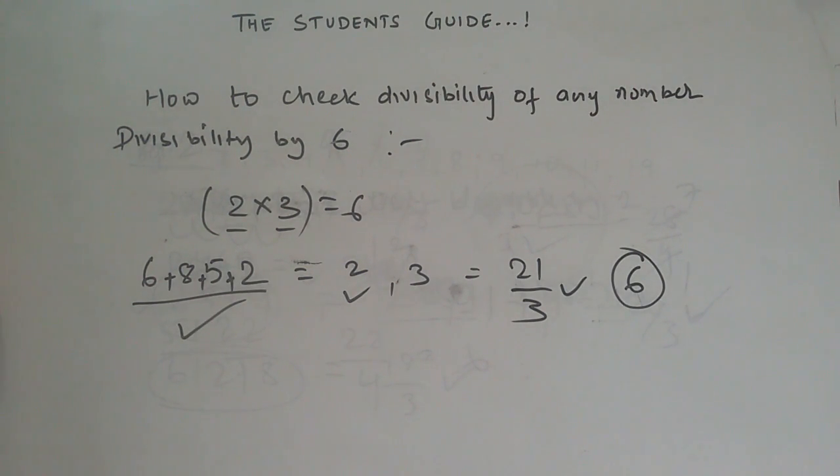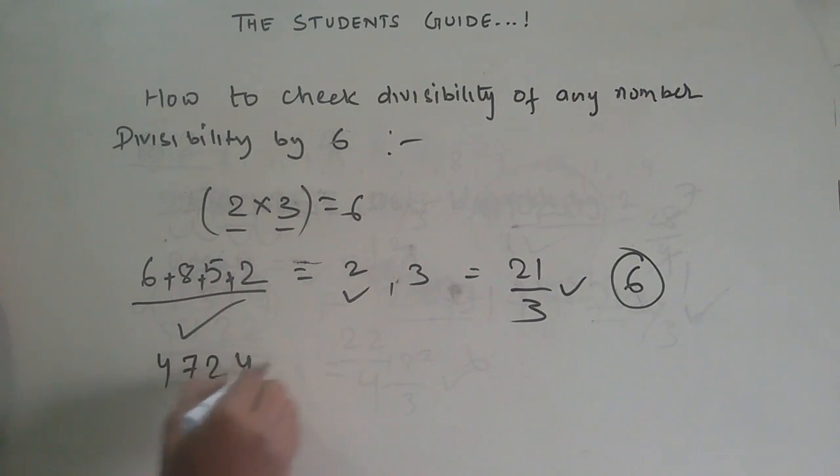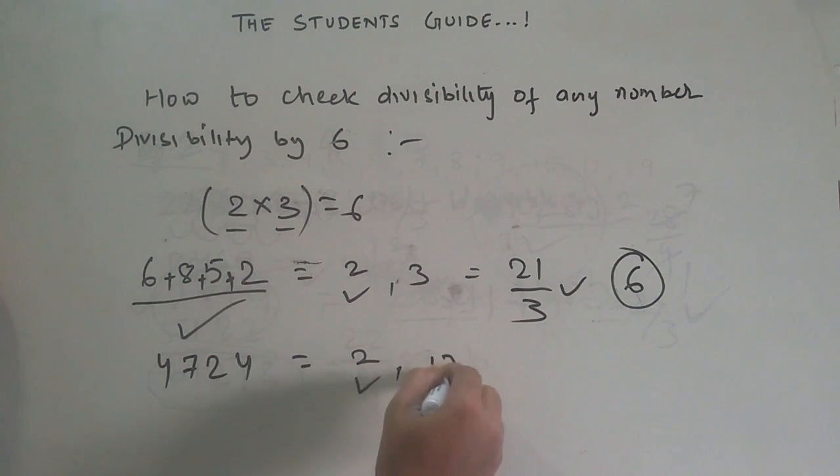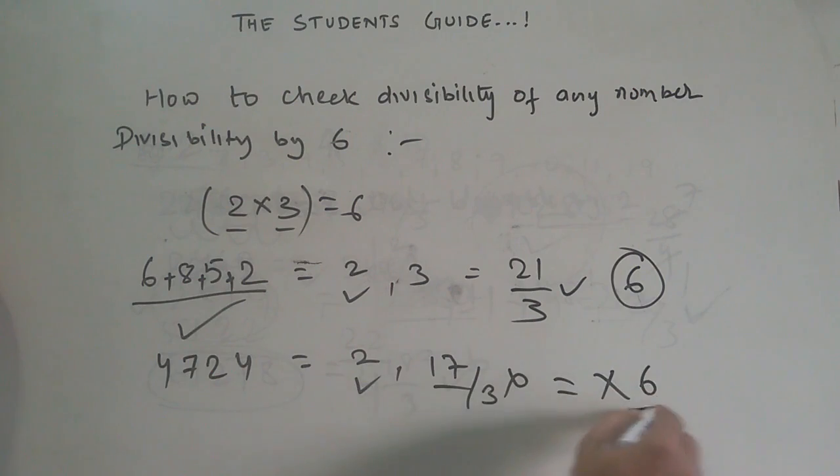Okay, let's take another example. Suppose we are given 4724. We can see this number is divisible by 2. Now we will see if this number is divisible by 3 or not. We will add the digits: 4 plus 7 is 11, 11 plus 2 is 13, 13 plus 4 is 17. Is the number 17 divisible by 3? No. Hence this number is not divisible by 6.